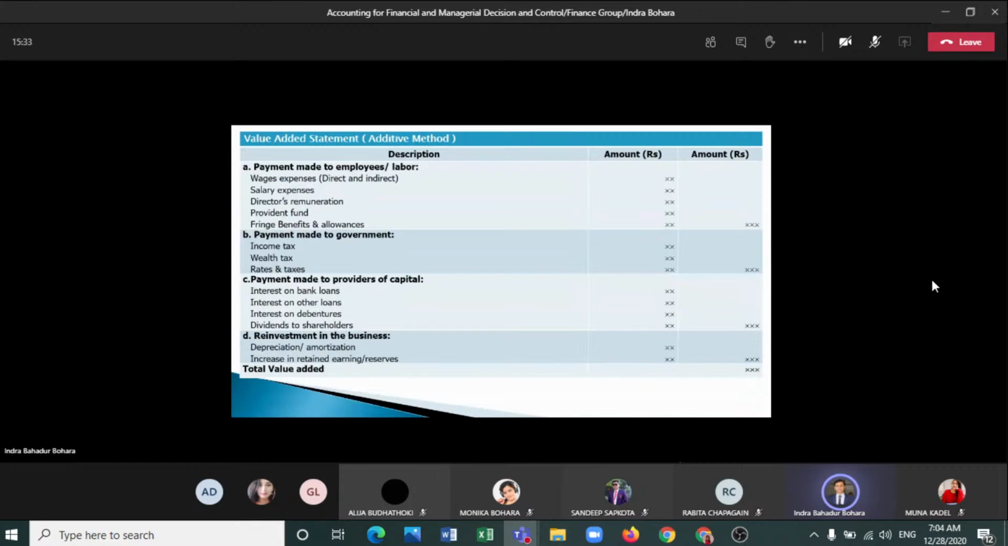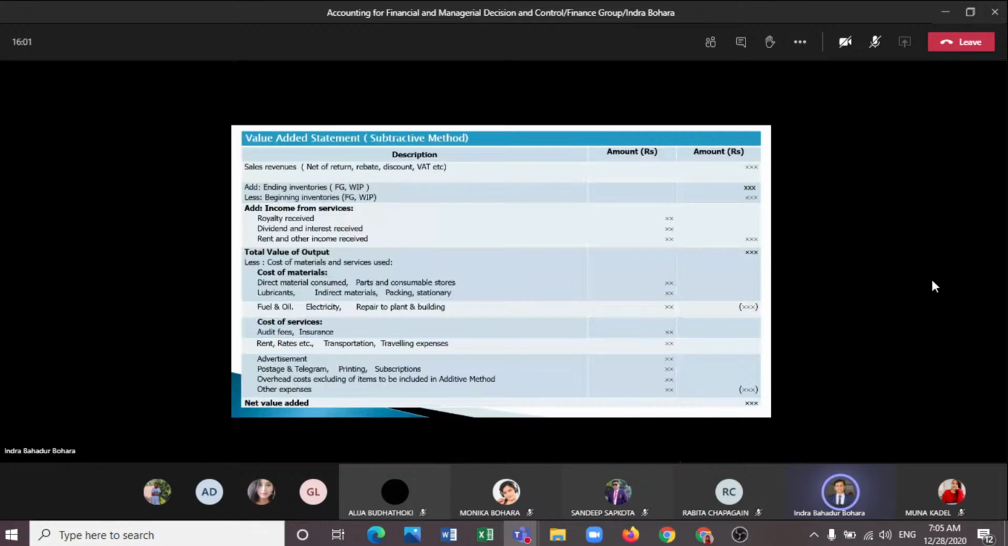Under the additive method, value added over the cost of materials is calculated by adding the different distributions to different stakeholders. In the examination, suppose you purchase goods for 5,000 rupees, that is the cost of materials or cost of goods. And if you have paid any expenses for conversion or modification, these are called cost of services.